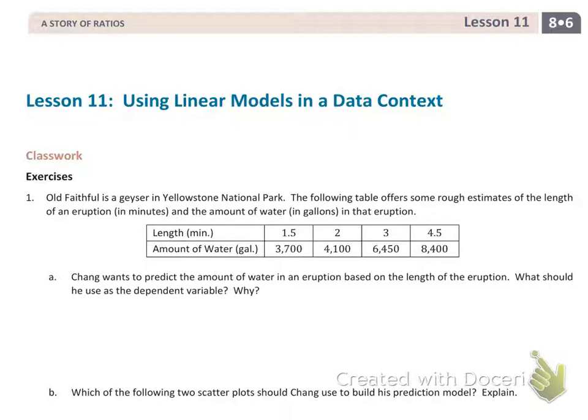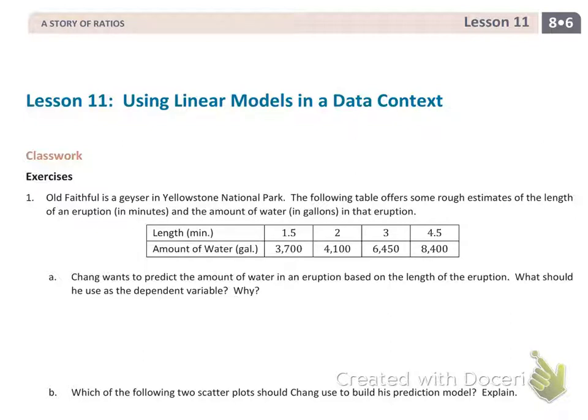exercise 1. Old Faithful is a geyser in Yellowstone National Park. The following table offers some rough estimates of the length of an eruption in minutes and the amount of water in gallons in that eruption. Chang wants to predict the amount of water in an eruption based on the length of the eruption. What should he use as the dependent variable and why?